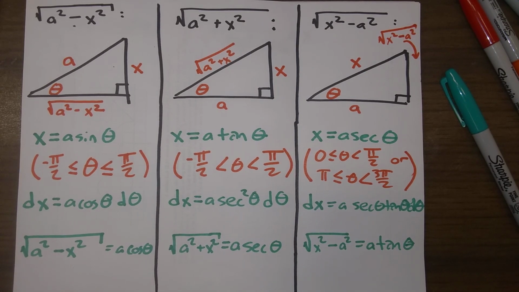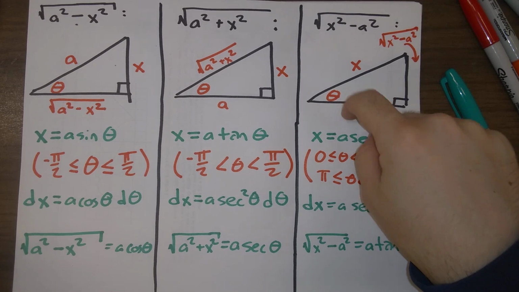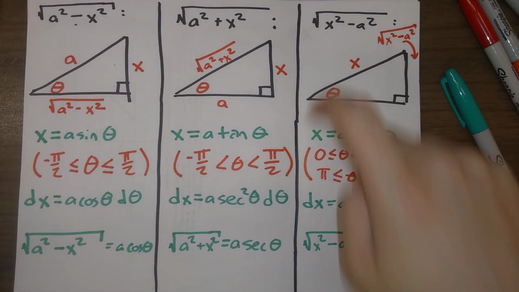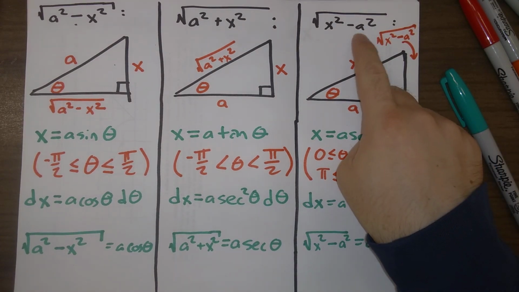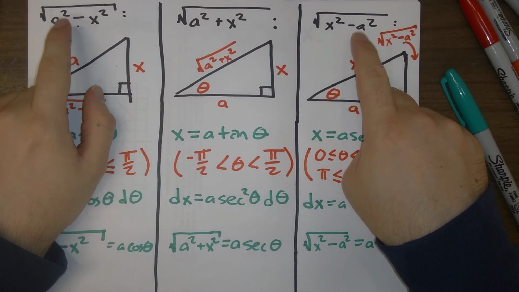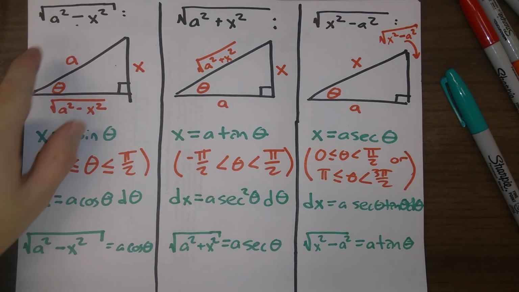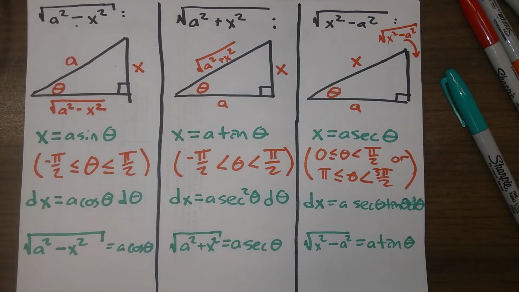Plenty of problems so far in these videos, looking at these first two types of substitutions. So let's take a look at an x equals a secant theta substitution problem. The key thing to look for is the square root of x squared minus a squared, where a is a constant. This is different than the square root of a squared minus x squared. Here the constant comes first, here the constant comes second.